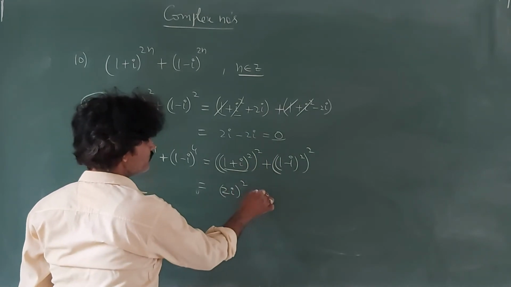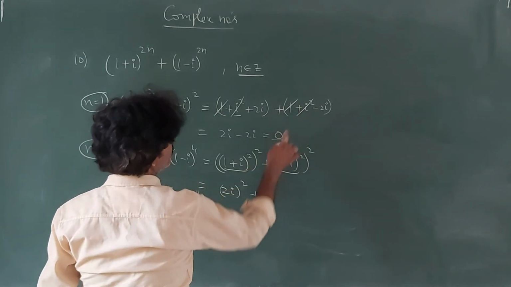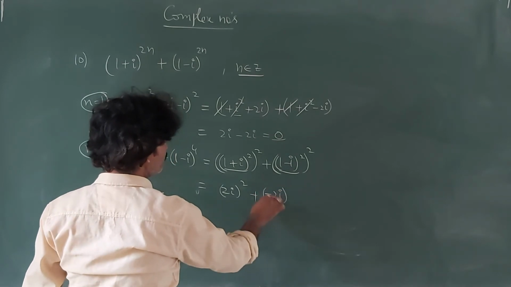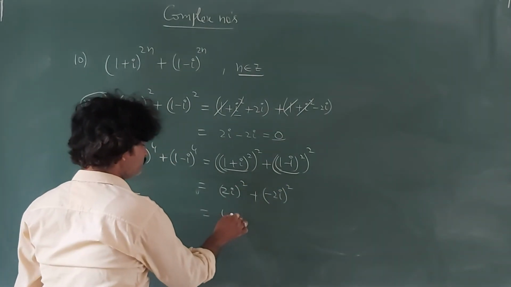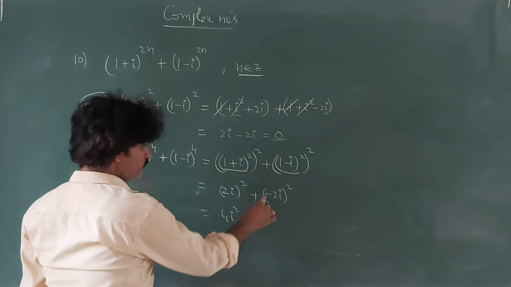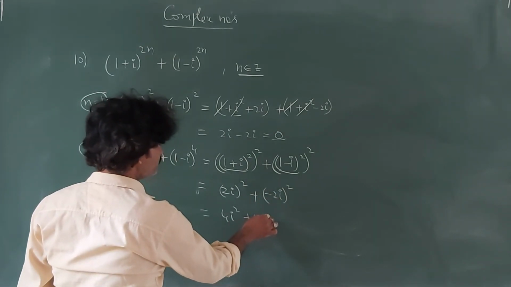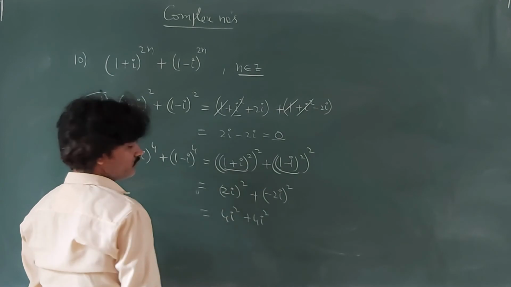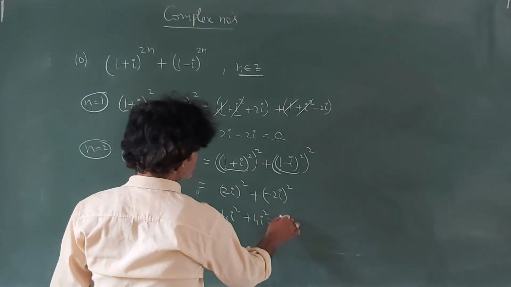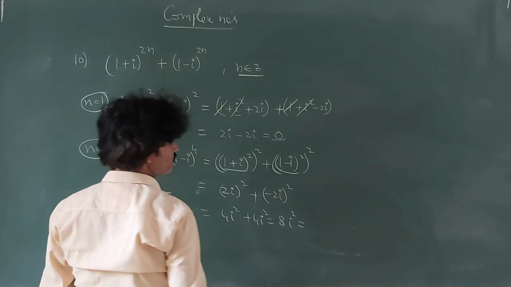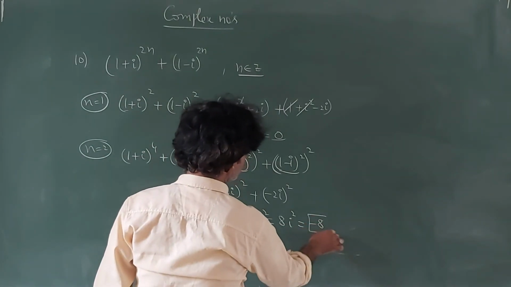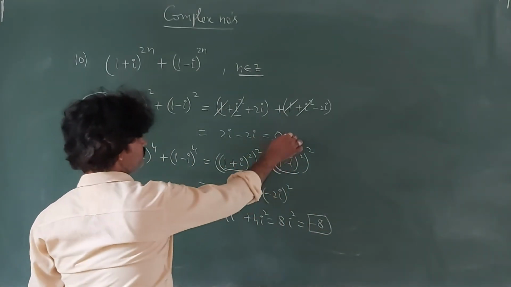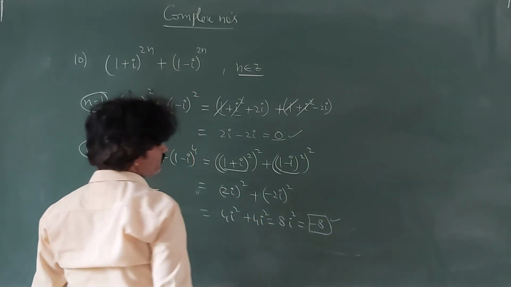Now whole square. (1 minus i) whole square value is minus 2i. Then (2i) whole square means 4 into i square, and (minus 2i) whole square again becomes 4 into i square. 4i square plus 4i square is 8i square. i square value is minus 1. So minus 8 you are getting. Here 0 we got, here minus 8 we got.